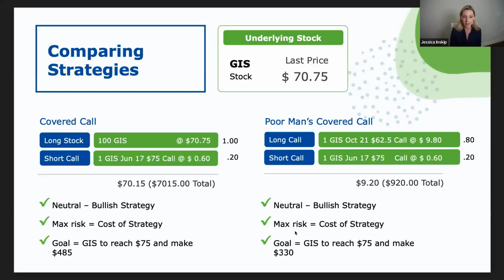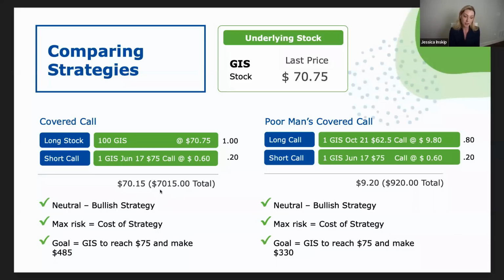Your max risk is identical. It's the cost of the strategy. You can only lose as much as you spent. And that is why it's called the poor man's covered call. We've created a very similar profit and loss risk profile by purchasing this deep in the money call. So that's why it is. It's called the poor man's covered call because you are spending less capital and you are purchasing a deep in the money call as a replacement for the underlying security. So your goal is the same in both scenarios. That's why it's bullish. We would like the underlying security GIS to go to 75.